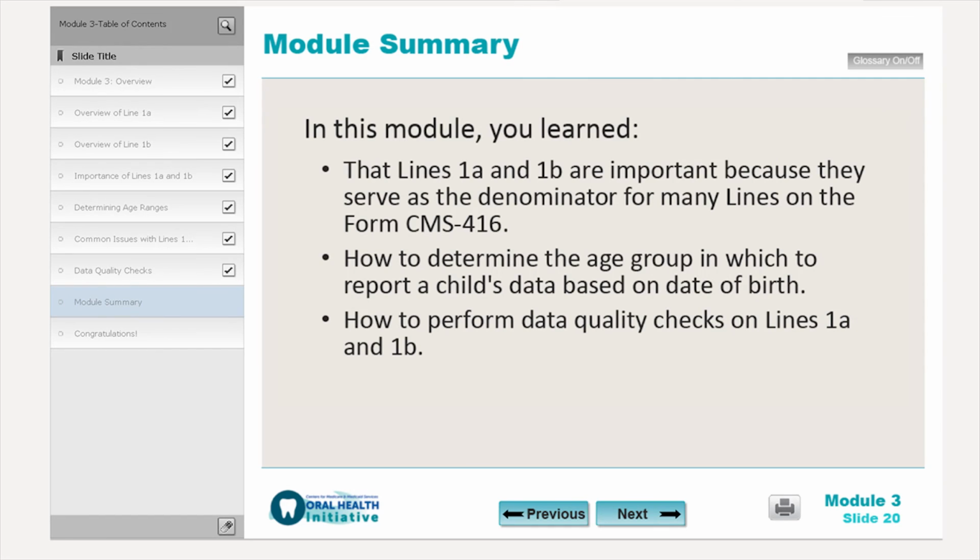Let's review Module 3. In this module, you learn that lines 1A and 1B are important because they serve as the denominator for many lines on the Form CMS-416. You also learned how to determine the age group in which to report a child's data based on date of birth. And finally, you learned how to perform data quality checks on lines 1A and 1B.